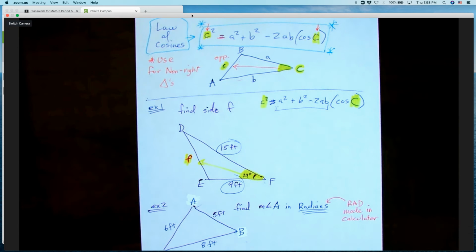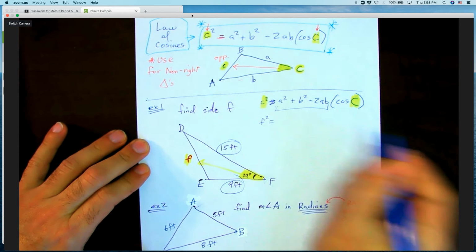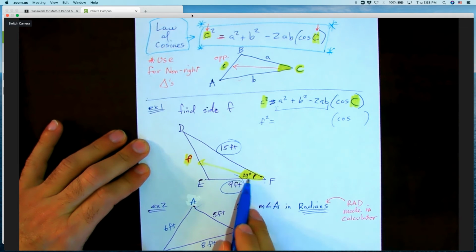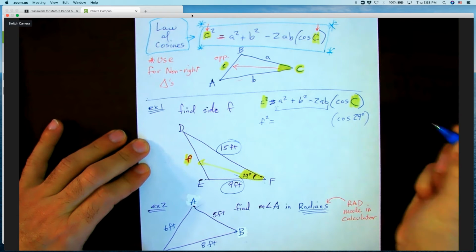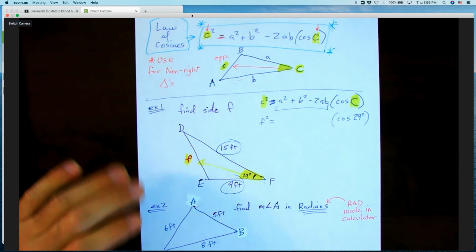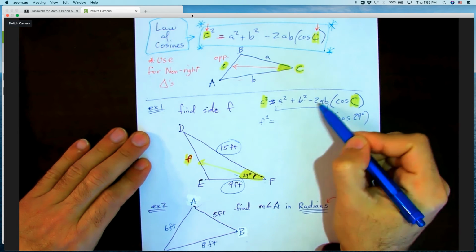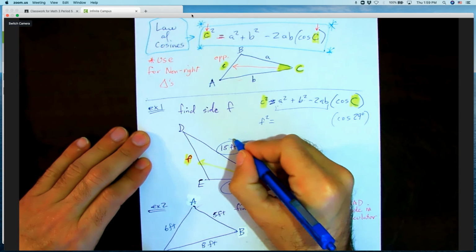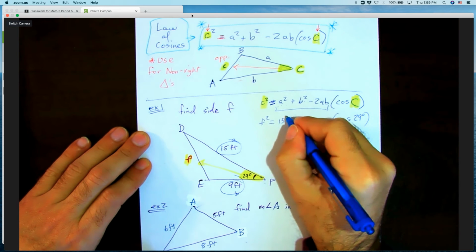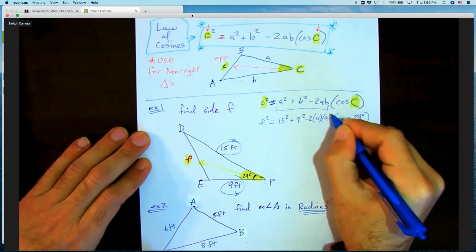So I just have to be real careful. I'm going to start to input my information. F squared is going to be on the left side. On the very right side, I'm going to have the cosine of what? 29 degrees. And we're in degree mode now because we're dealing with degrees. And then we're going to start to work our way through this. So let's see. It doesn't matter which one is A and B as far as the other two sides involved. So I'm just going to say this one's going to be my A, that's going to be my B. All right, so let's go ahead and put it in. 15 squared plus 9 squared minus 2 times 15 times 9.